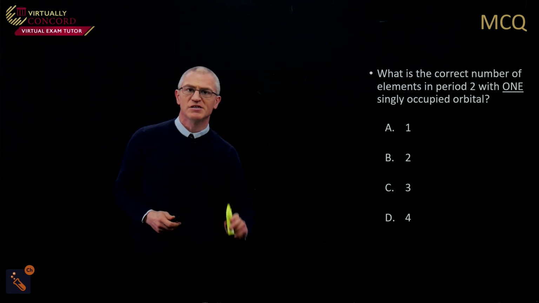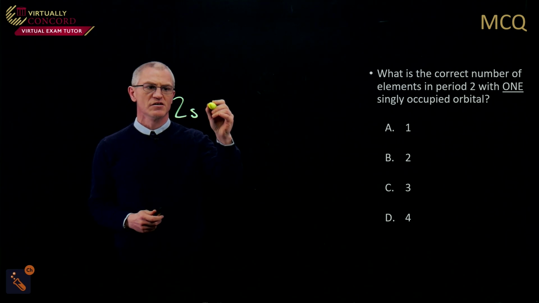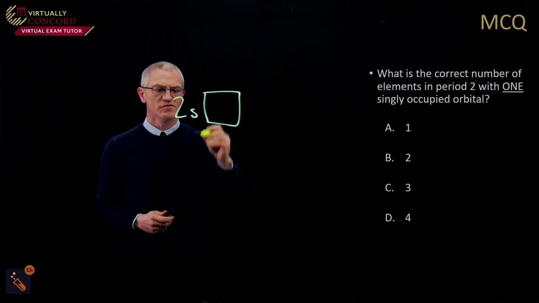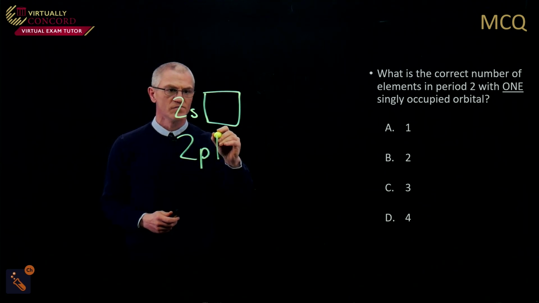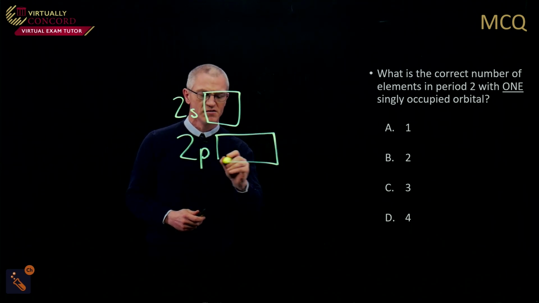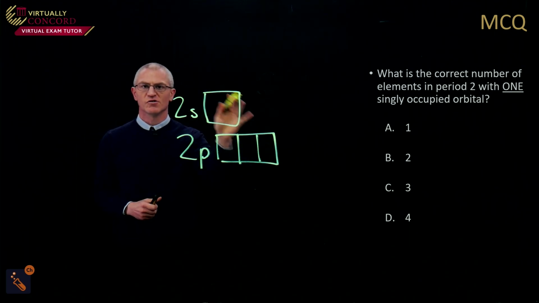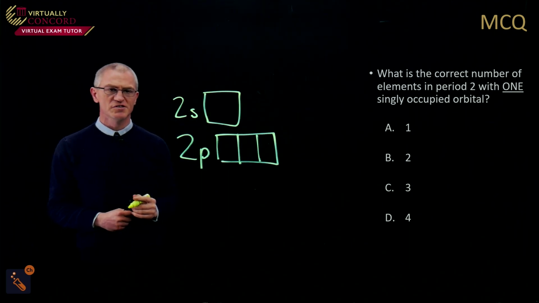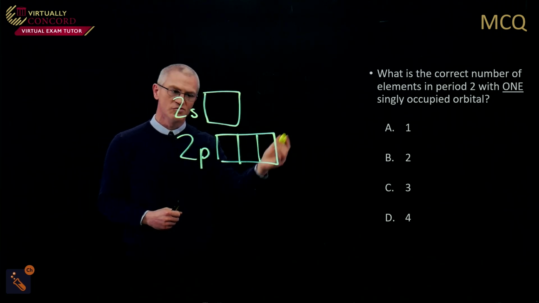So if that's the case, we know we have a 2s. So we've got 2s, and then there's our box for our 2s, and then we've got our 2p. Remember, we've got 3 there for 2p. So we've got our orbitals. All we have to do is fill. So we know the first one is lithium, and then we'll move on.